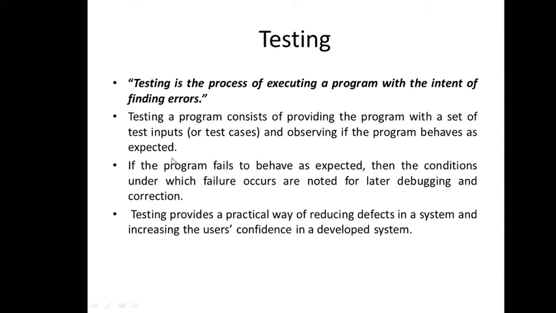It is going to behave as per the expectation. So if the program fails to behave as expected, then the conditions under which failure occurs are noted for later debugging and correction. Debugging is a process of locating the error, and correction is to eliminate the error once the exact location of the error is identified, right? Testing provides a practical way of reducing defects in a system and increases the user's confidence in a developed system.